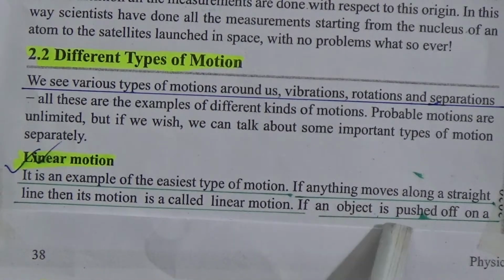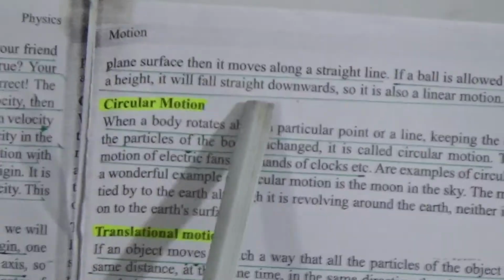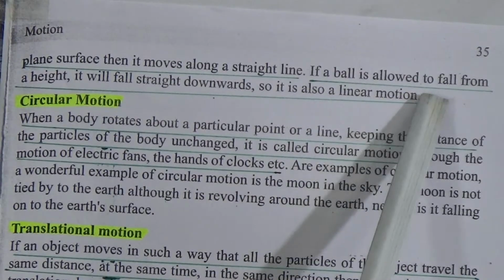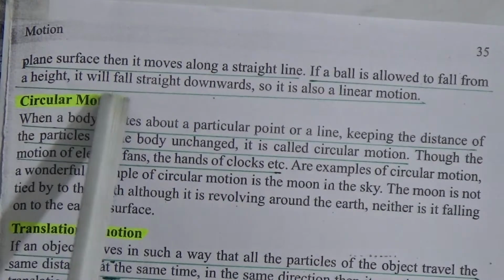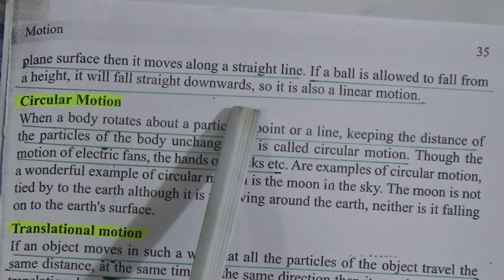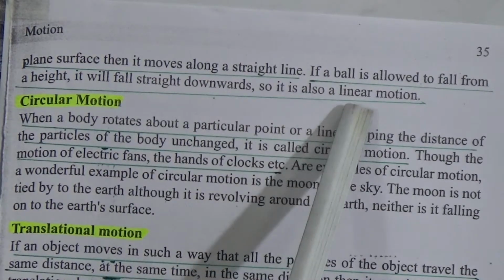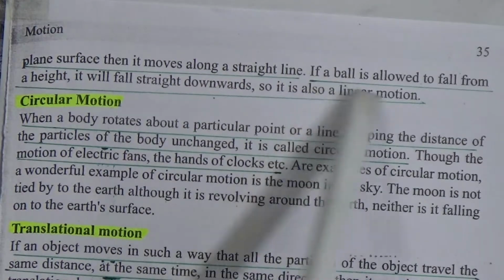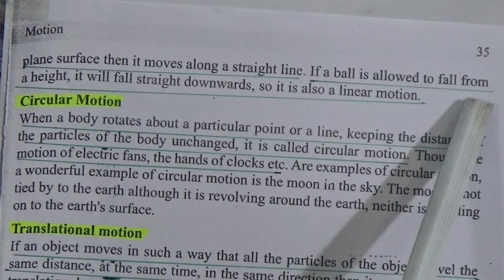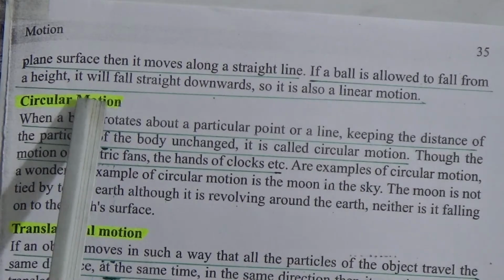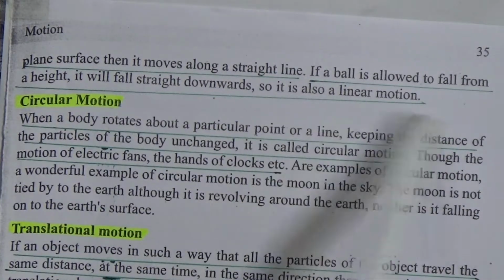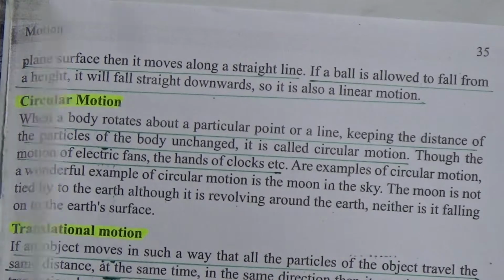If an object is pushed off on a plane surface, then it moves along a straight line. If a ball is allowed to fall from a height, it will fall straight downwards, so it is also a linear motion. This is an example of linear motion. Now go to the next motion.